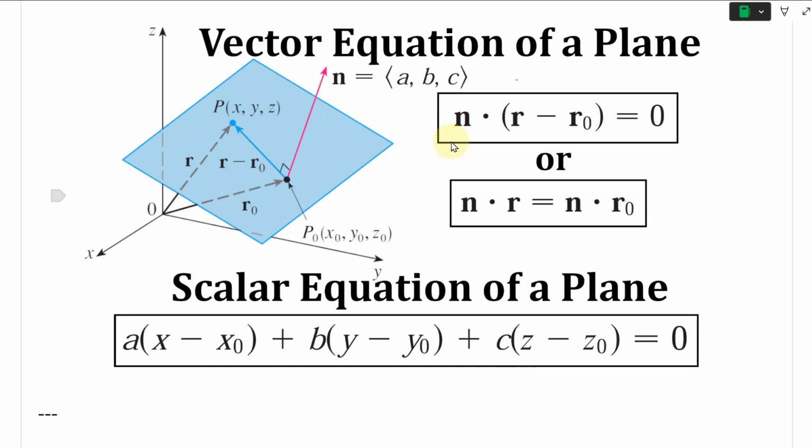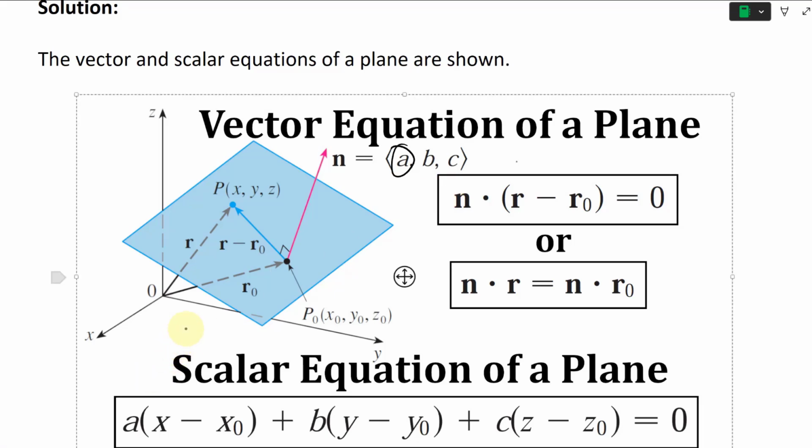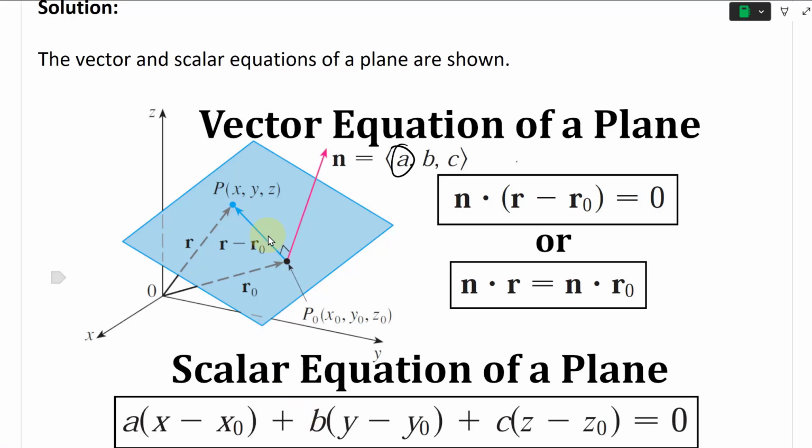In the scalar equation, the scalar equation is actually taking the dot product. So remember, this n is equal to abc. So the dot product is going to be a times the next one, r minus r naught for the x component. That's just going to be x minus x naught. Then the dot product is a times x minus x naught.